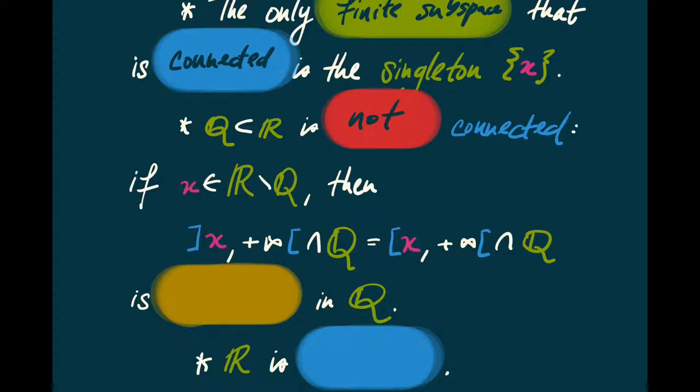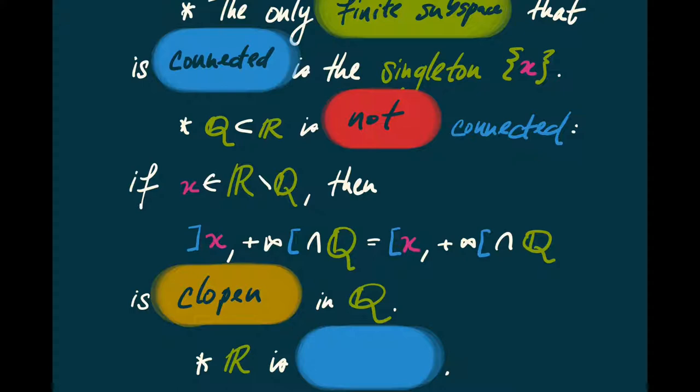But since x is irrational, that's the same as what I get if I take the closed ray and intersect it with Q. But the closed ray is, as the name suggests, a closed subset of R. So if I intersect it with Q, I get a closed subset of Q. And now I've seen that this subset is both open and closed. As such, it's a clopen subset of Q. It's not the entire set of rational numbers, but it's also non-empty. Therefore, it's a non-empty proper clopen subset of Q, and so we've now ruled out that Q could be connected. Notice that in some sense, Q is extremely not connected, because for every irrational number, and there are uncountably many of those, I can construct one of these clopens.